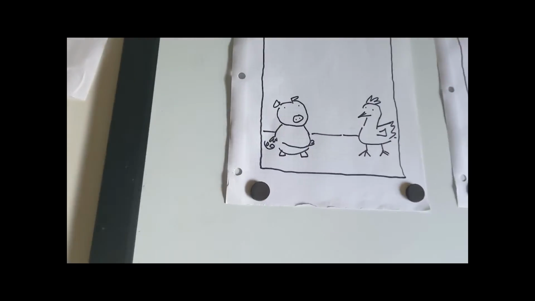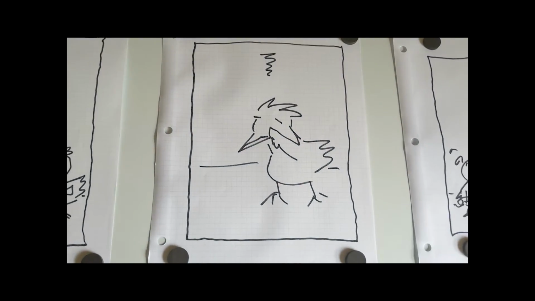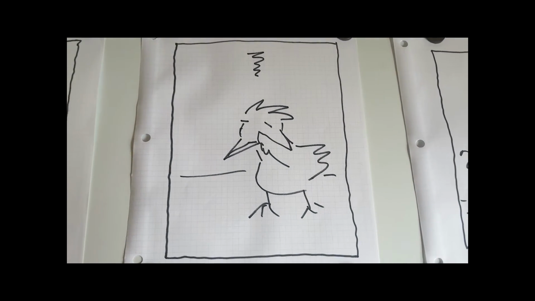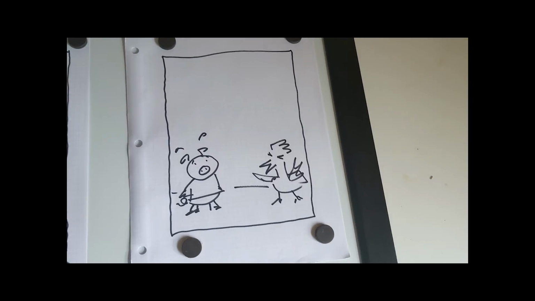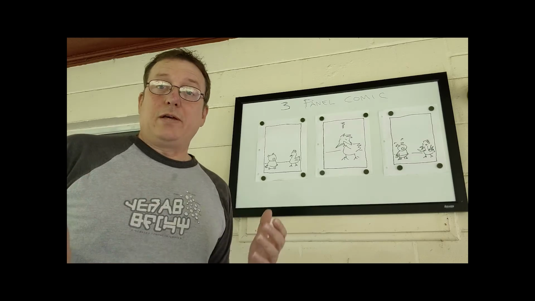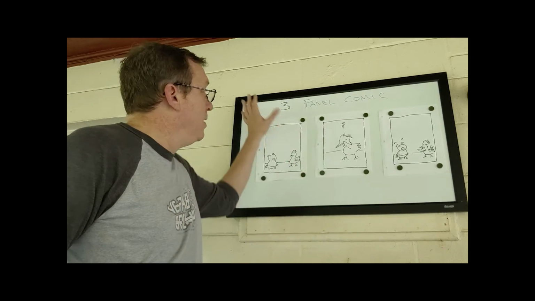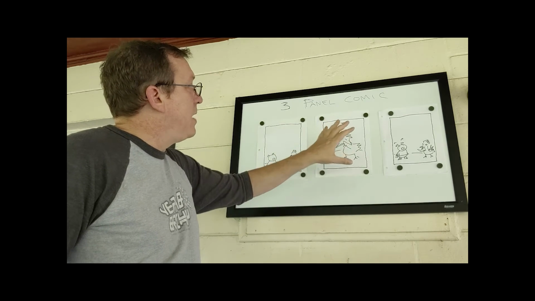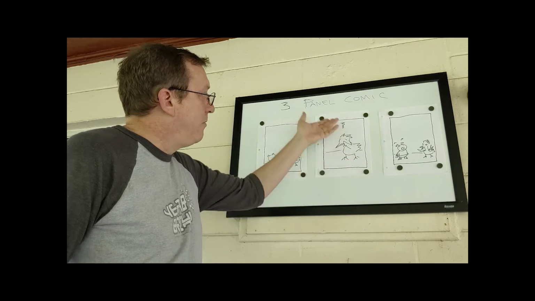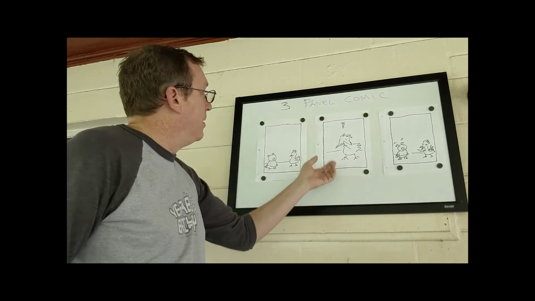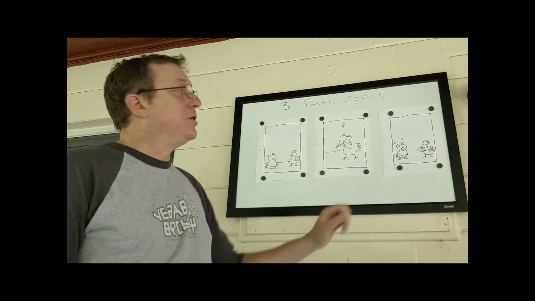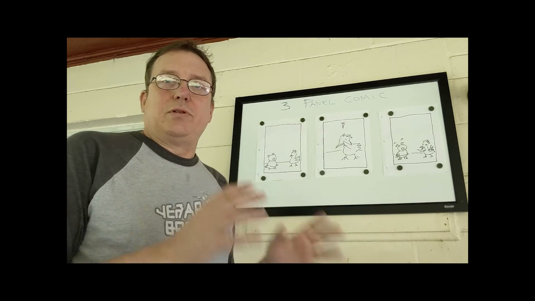Here are our characters. This is Act 1, where we set up the scene. Act 2, where there's conflict. And Part 3, the resolution of the comic. Okay, so now we have the bare bones of our comic. We have our Act 1 set up with our pig and chicken. Then we have Act 2, the conflict with the chicken obviously having some kind of issue with the pig. Then we have Act 3, our resolution, where the conflict is resolved.